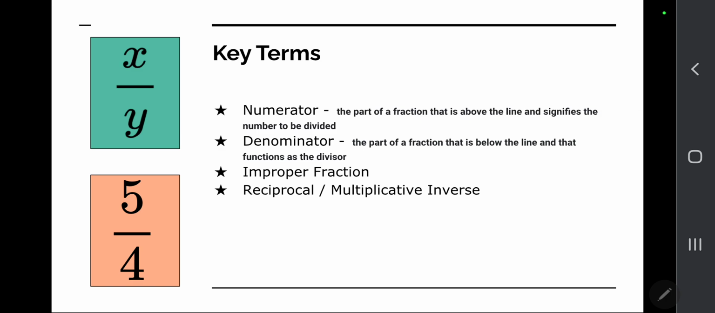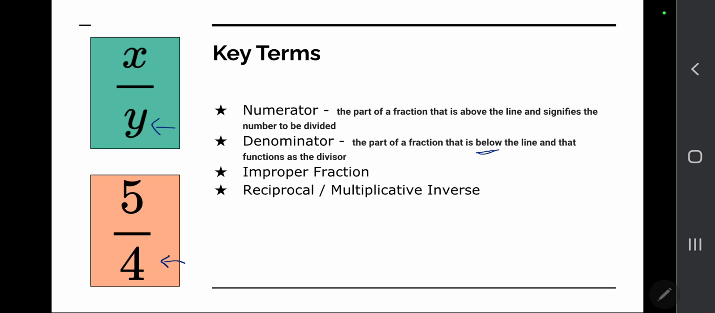Okay, the next term here is the denominator. The denominator is the part of the fraction that is below the line, the fraction bar, and that functions as the divisor. So that's what's doing the dividing. So for x over y, the denominator is y. And for 5 over 4, well, 4 is the divisor. It's doing the dividing. So 4 is the denominator.